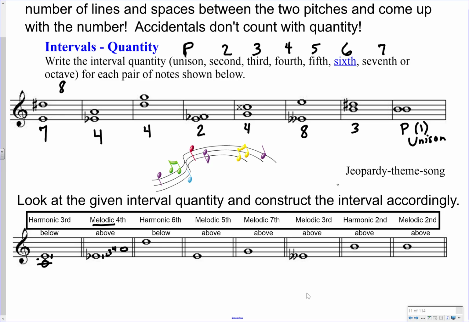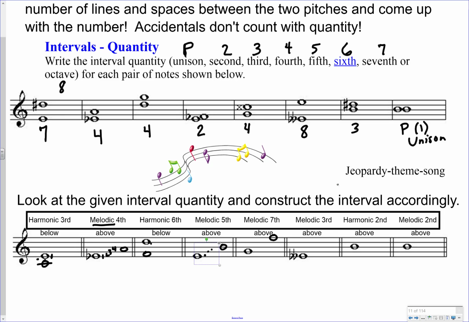Okay, so hopefully you were able to get all of them, or at least most of them, completed. So harmonic 6th below. So we're counting from the D down 6, including the D. 2, 3, 4, 5, 6, right there. And it's harmonic, so I have to write them one on top of the other. In the next one, we need a melodic 5th above. 1, 2, 3, 4, 5, and it's melodic. In the next one, we need a melodic 7th above. 5, 6, 7. And it's melodic, so I'll have to draw it to the side.